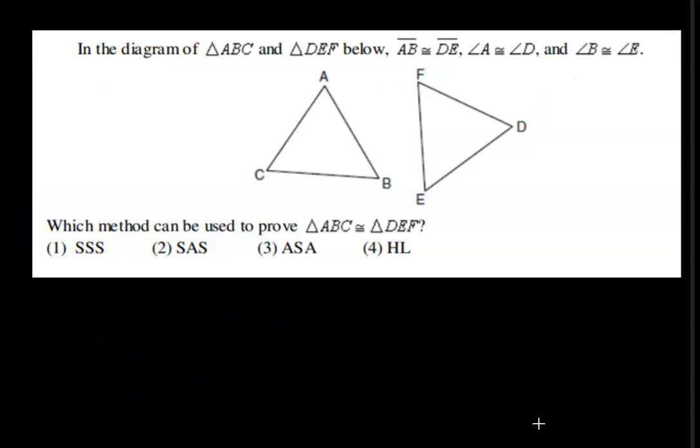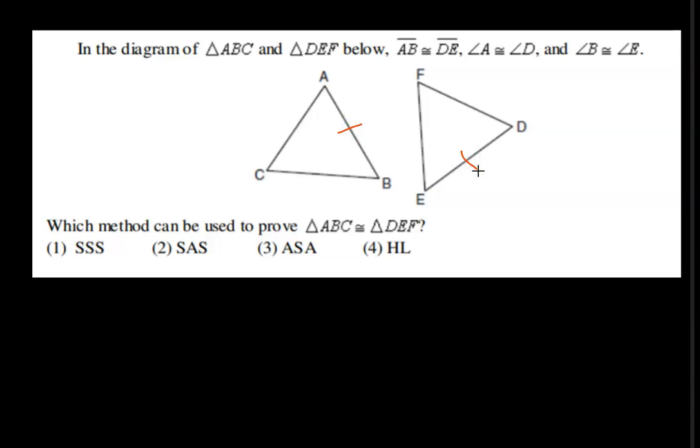Okay, so this is from a Regents exam. It's like a standardized test. So in this information, they said in the diagram, triangle ABC and DEF below, AB is congruent to DE. Once they tell you things like that, you should write it into the picture. So I'm going to show that AB is congruent to DE.